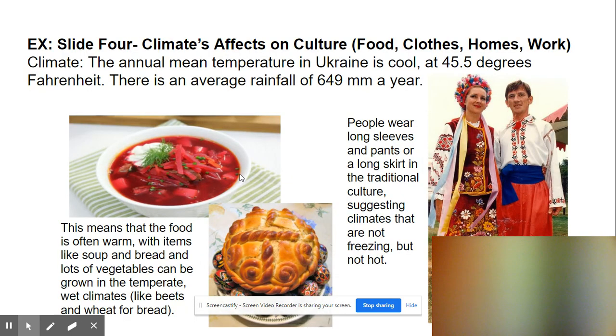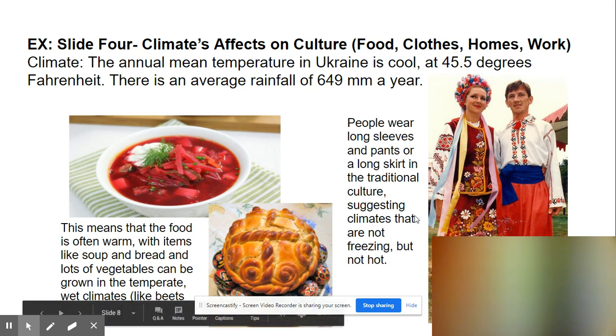So then slide 4. Slide 4 asks you to analyze at least 2 characteristics of how climate affects that culture, because culture is our next unit. So you could analyze the food, the clothes, the homes, or the work. So I'm going to show you what Waverly did. The average temperature in Ukraine is pretty cool, 45 degrees Fahrenheit. So they get some rain.